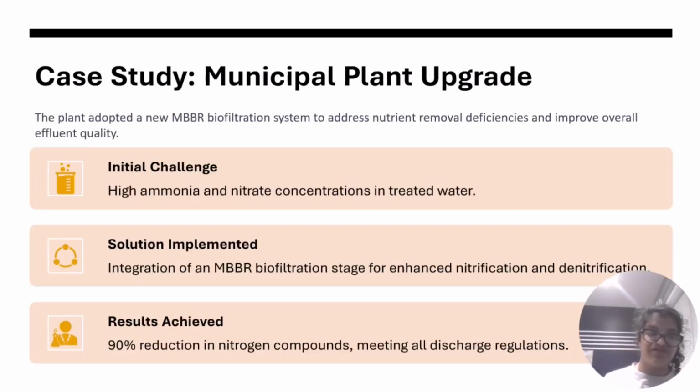Let's look at a specific case study that deals with biofiltration. In this case, a municipal wastewater treatment plant recently implemented an MBBR system to address nutrient removal deficiencies and improve overall effluent quality, particularly with nitrate and ammonia. Before the upgrade, the plant struggled to meet effluent standards due to limited biological treatment capacity. The addition of MBBR modules increased the available surface area for biofilm growth, which enabled more effective nitrification and denitrification.